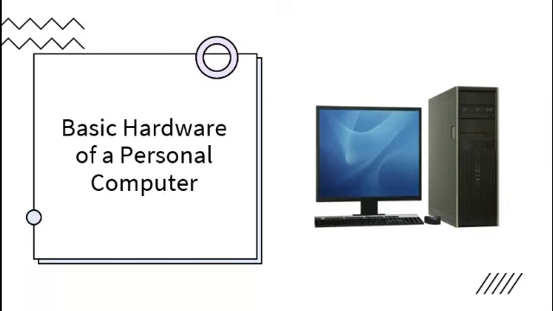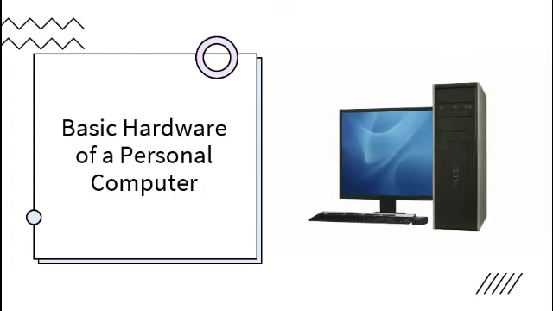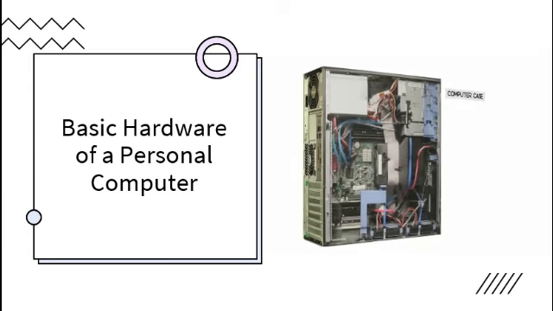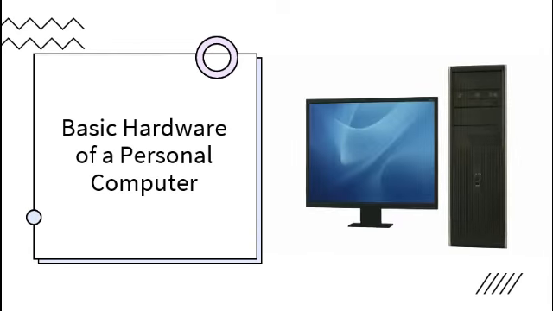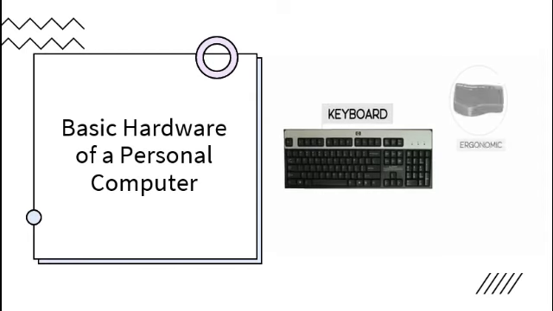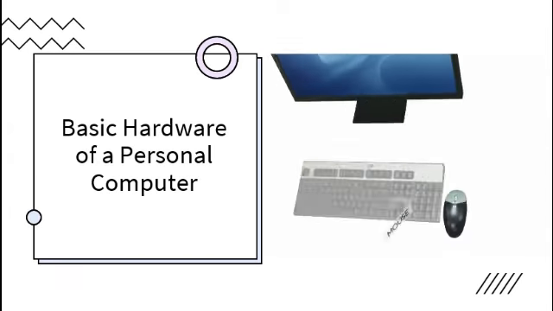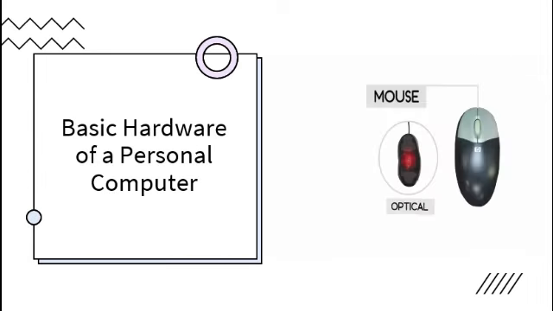In your module, the basic hardware of a personal computer was discussed. We have the computer case, the monitor, the keyboard, and the mouse. It is also presented there the different parts of each hardware.